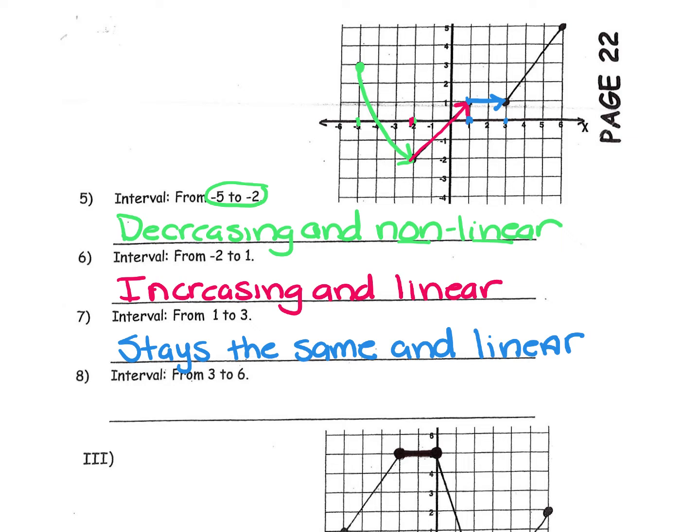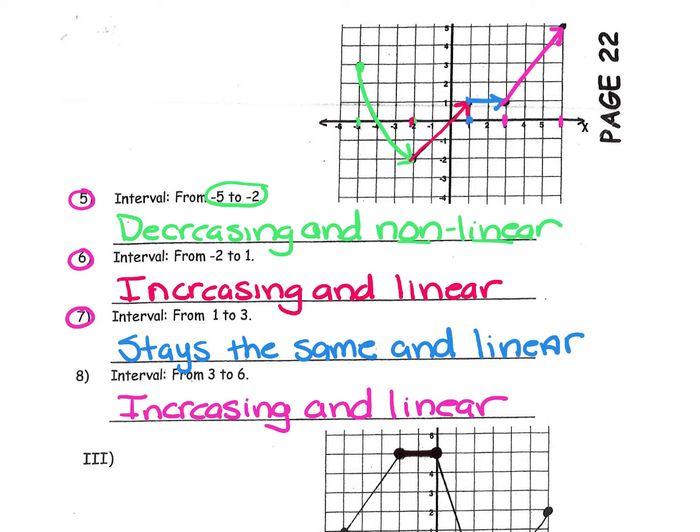And finally, the last section of the function. From 3 to positive 6. It increases and it's straight. So we would call that increasing and linear. Make sure you get all the answers written down for questions 5, 6, 7, and 8. Pause the video if you need some time. Let's move on to the next problem when you're ready. Pause the video now if needed.